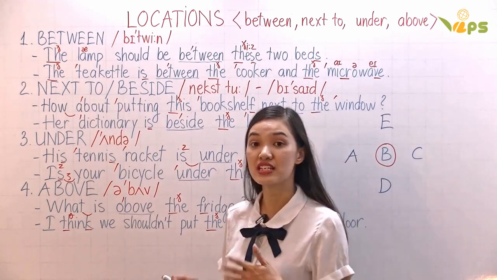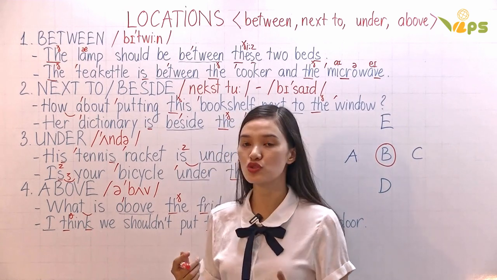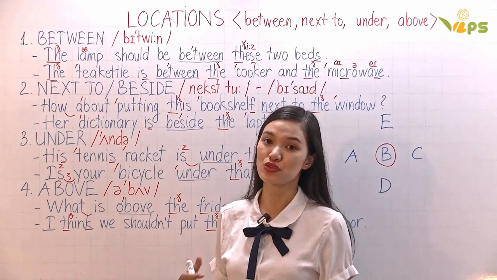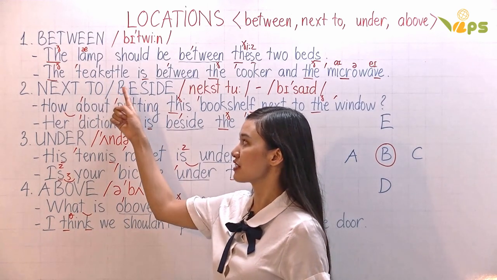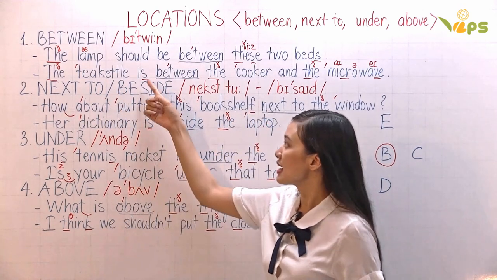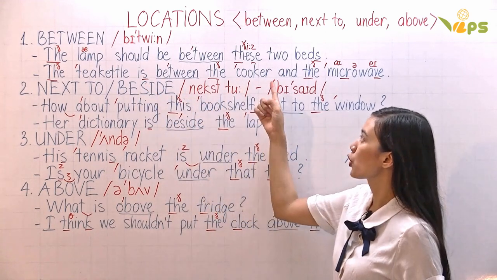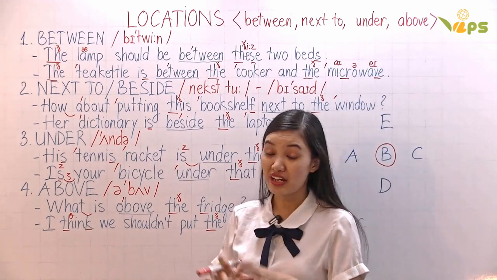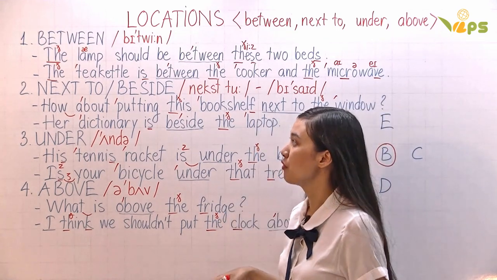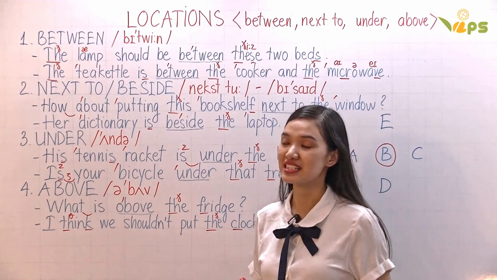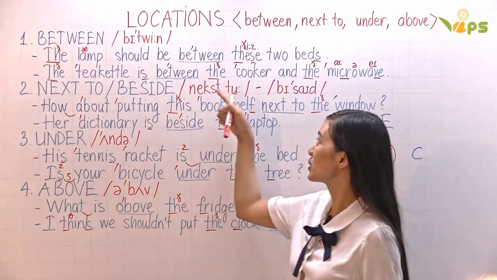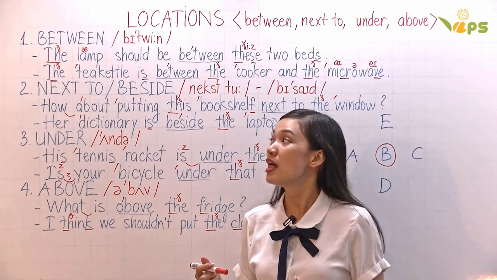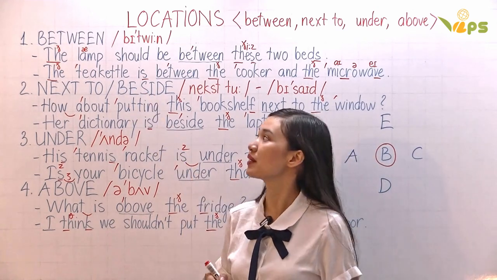The tea kettle. A tea kettle is usually used to boil the water for you to drink tea or coffee. The tea kettle is between the cooker and the microwave. For example, we are in the kitchen and I'm looking for the tea kettle and somebody tells me that the tea kettle is between the cooker and the microwave, so that it could be easier for me to look for it, right? Okay?